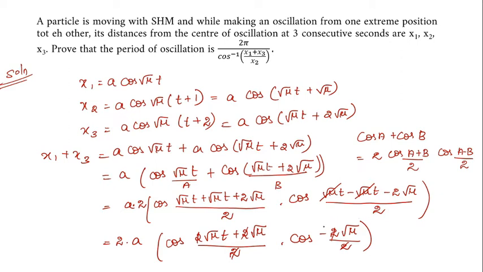So x1 plus x3 is equal to 2a cos(√μ t + √μ) cos √μ, because cos of minus √μ is cos √μ. So cos of minus theta is equal to cos theta, so I just eliminate the negative and look at this term. a cos(μ t + √μ) is nothing but your x2.